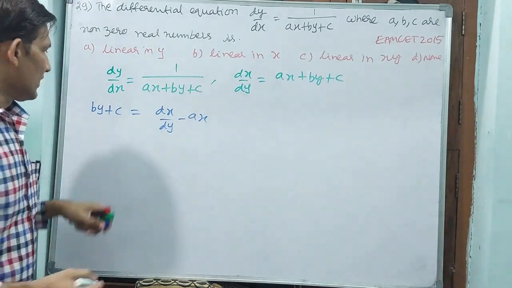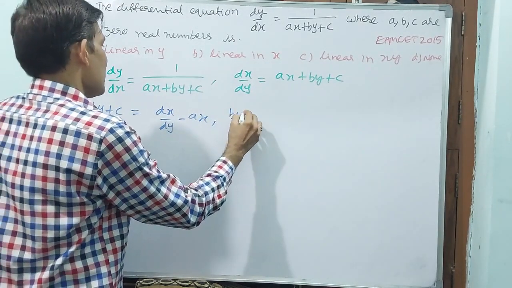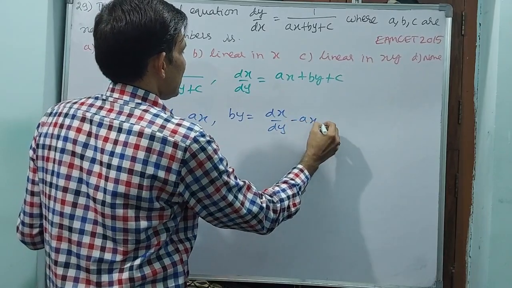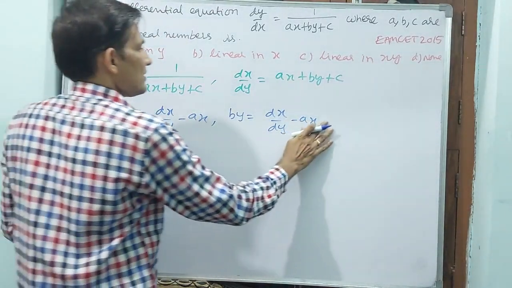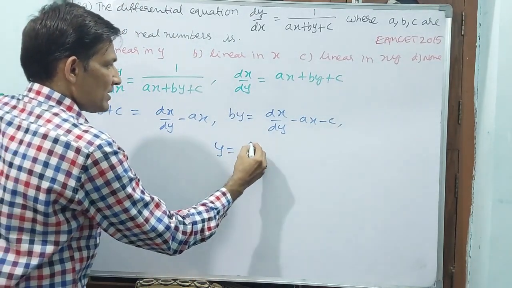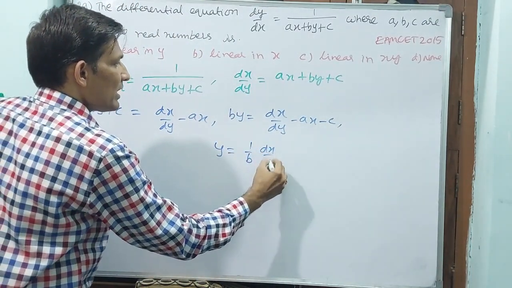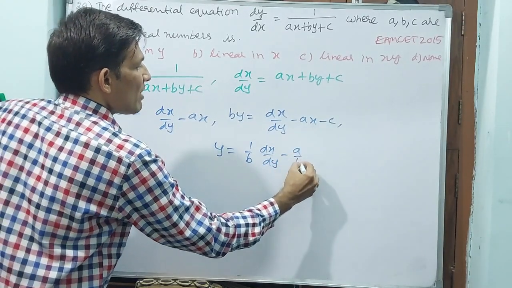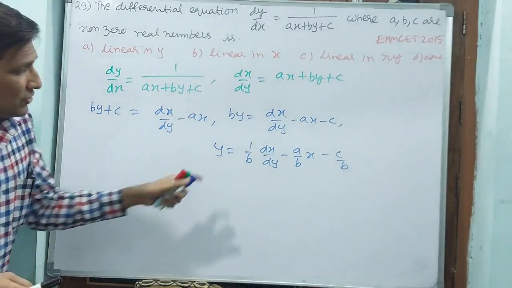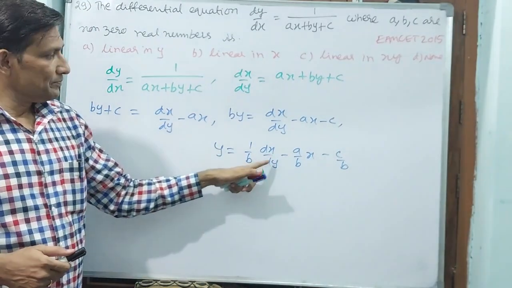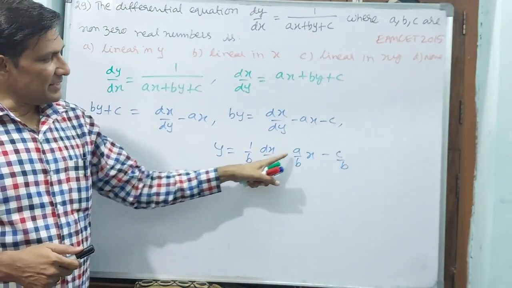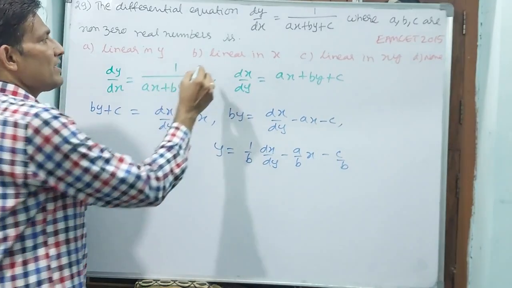Now I will keep by, c also I will send: dx by dy minus ax minus c. Again I will take only y. That means 1 by b dx by dy minus a by b x minus c by b. Now you tell me, this is a differential equation in x. On this side only y is there, and x. That means linear in x.